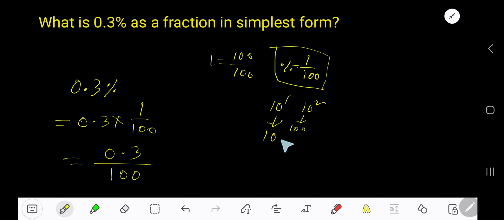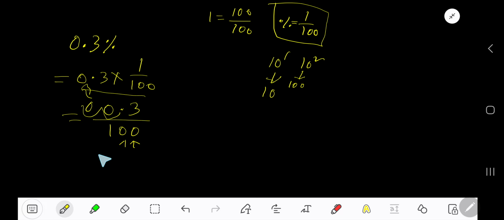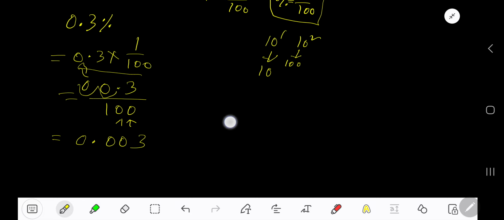10, 100, these are powers of 10. 10 to the power 2 means 100. To divide a decimal by a power of 10, just count the number of zeros and move the decimal from right to left equal to that number of zeros. Number of zeros is here 2, so the decimal point will move 1 place, 2 places. This is a placeholder 0. So we are getting the decimal 0.003. We can add one more 0 before the decimal to mean that this number is less than 1.